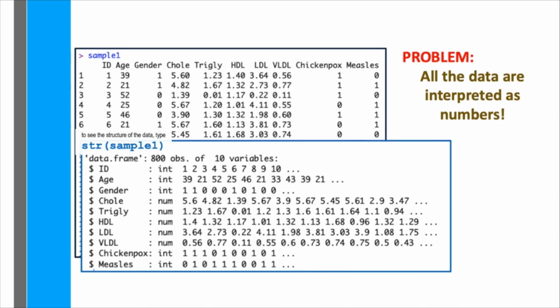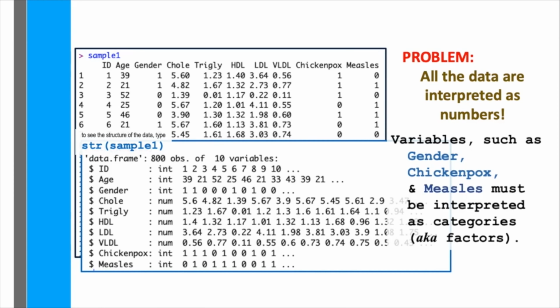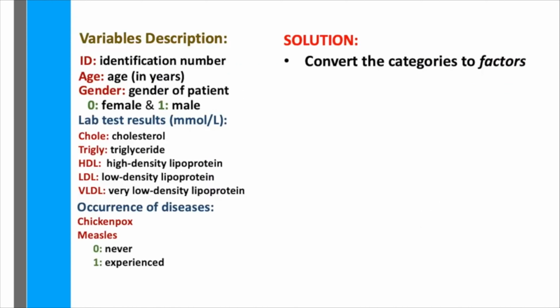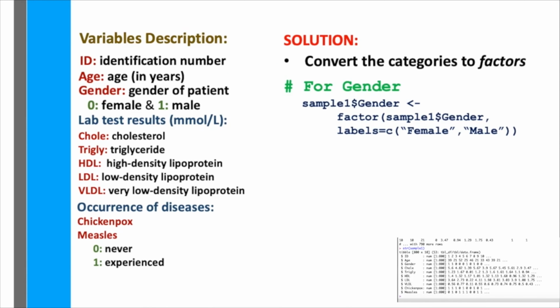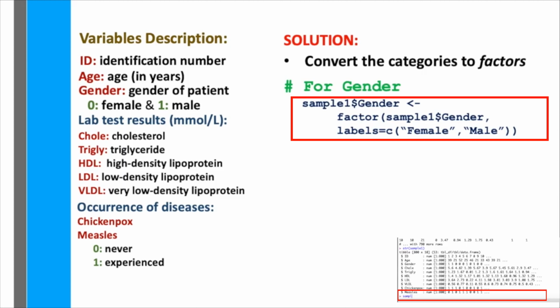So to classify properly the variables, which of those are numbers and which are really categorical, we have to change how those variables are interpreted. So specifically for gender, chickenpox, and measles, we have to change it to a categorical form, and we call it factors. So gender, chickenpox, and measles are supposed to be factors. Again, simply because they are categorical variables. So to do that, let's start by changing gender. So we have to use sample1 $ gender.